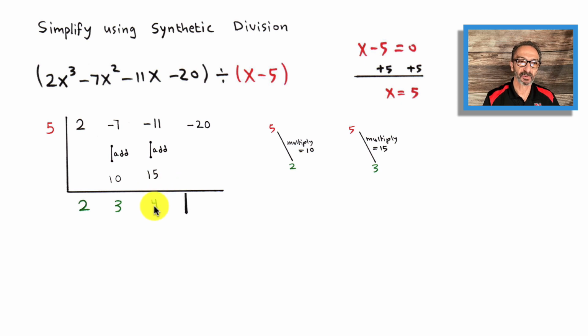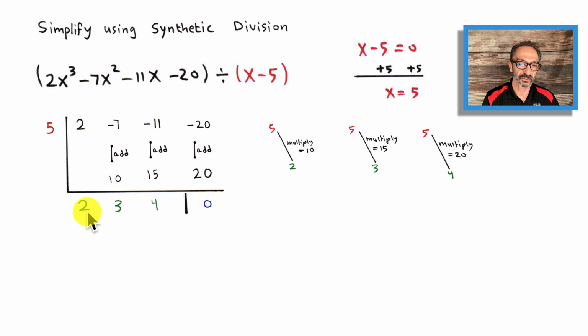Again, we multiply 4 times 5. Let's do that on the side. The answer is 20. 20 goes right here. Then we add. When we add, we get 0. That's our remainder. The remainder is 0. That's why it's separated from these 3 green numbers.